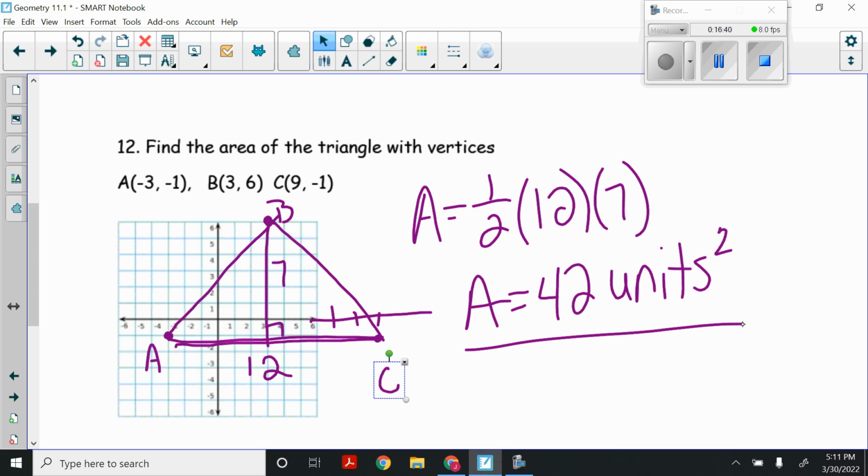So that's all there is to section 11.1, finding the area of triangles and parallelograms. Again, probably the only really new thing here was the Heron's formula.